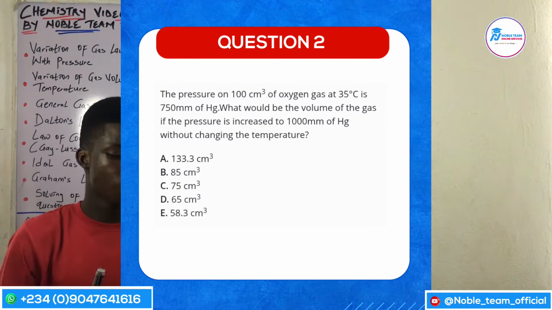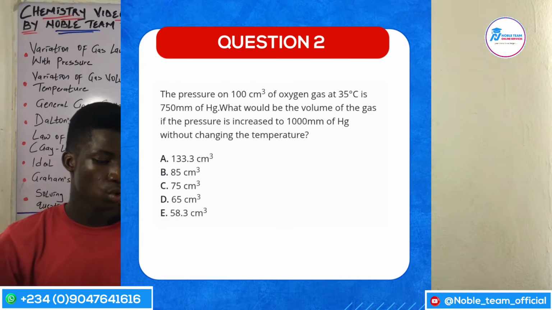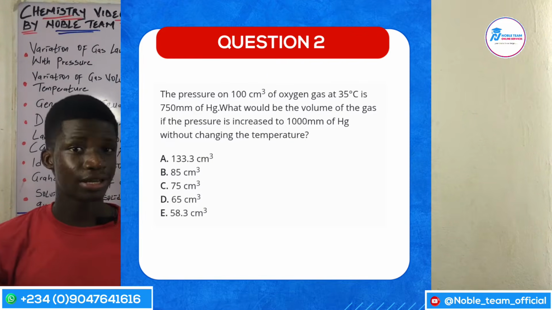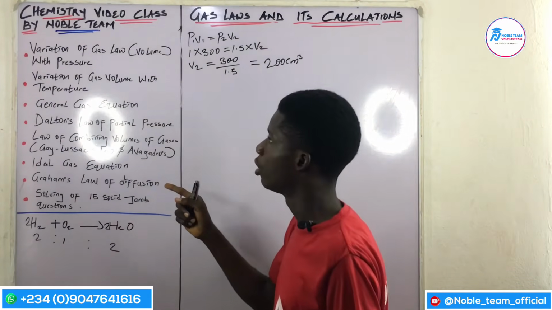Then what should be the volume of the gas if the pressure is increased to 100 millimeter mercury without changing the temperature? Now this question is very, very crazy. So I think I remember something. This Charles law, Boyle's law, and Boyle's law.